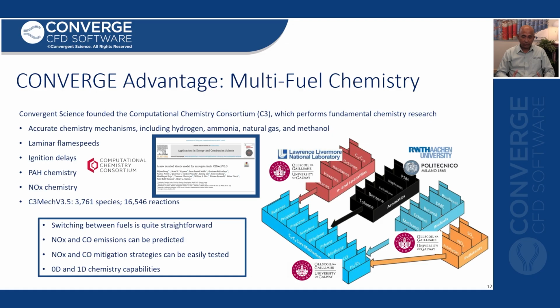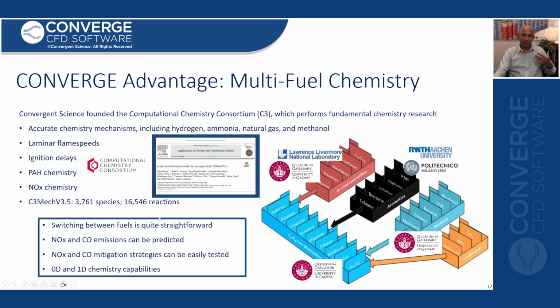There are a lot of research organizations that you can see here, with world-famous chemistry researchers. They work with this consortium to generate the chemistry, and then validate it against laminar flame speed data and ignition delays. And right now, the released version, C3 MEC version 3.5, has almost 4,000 species and about 16,000 reactions.